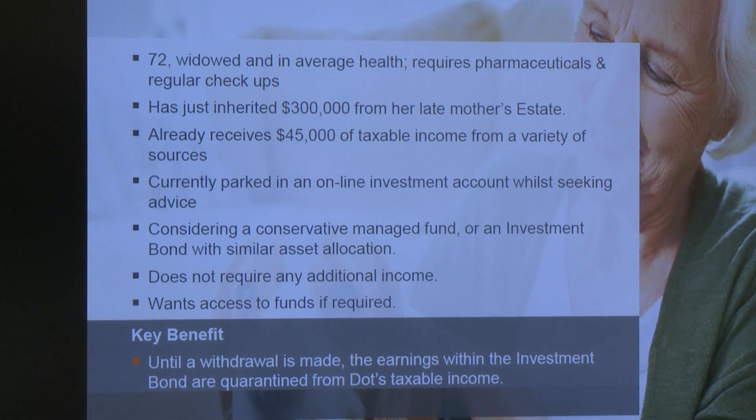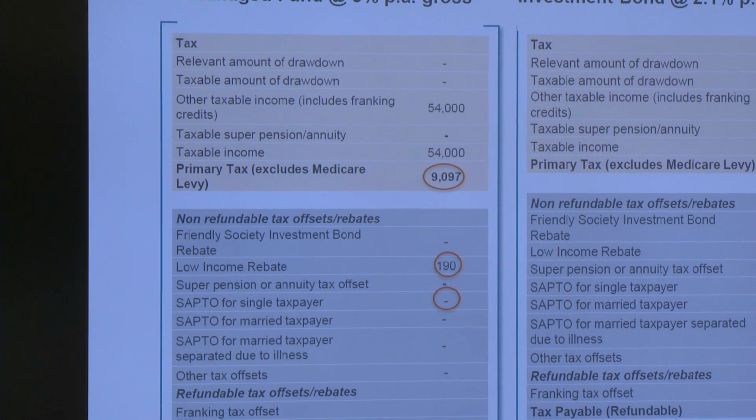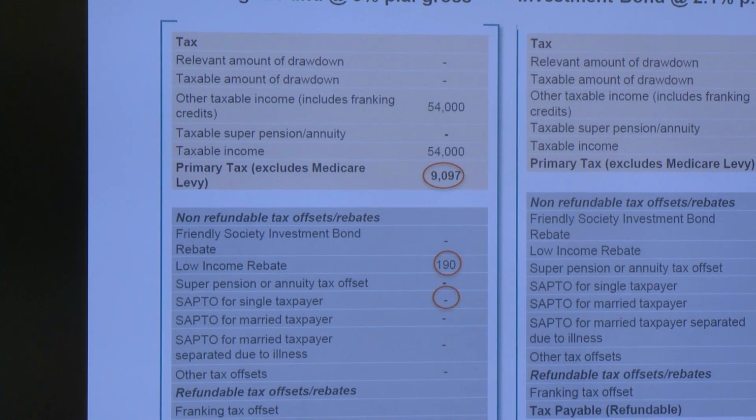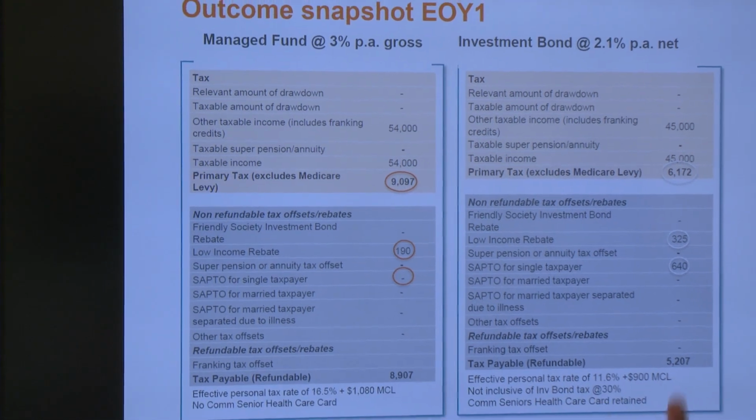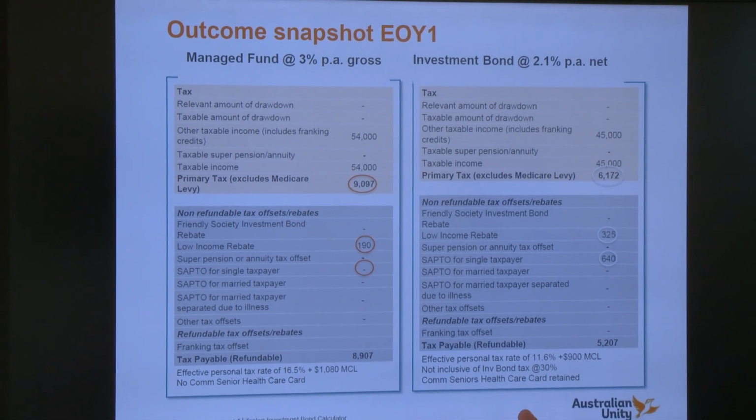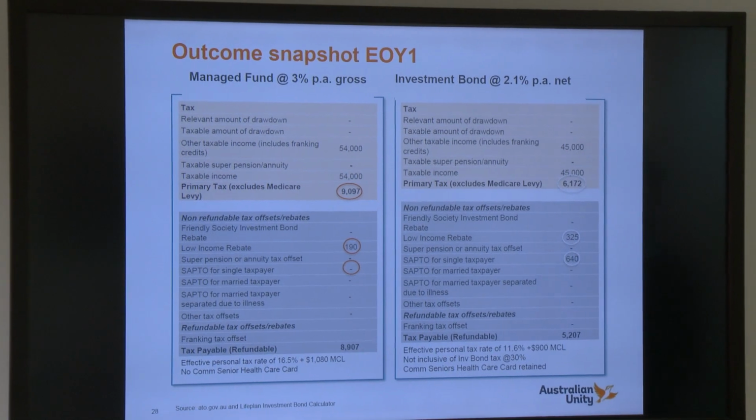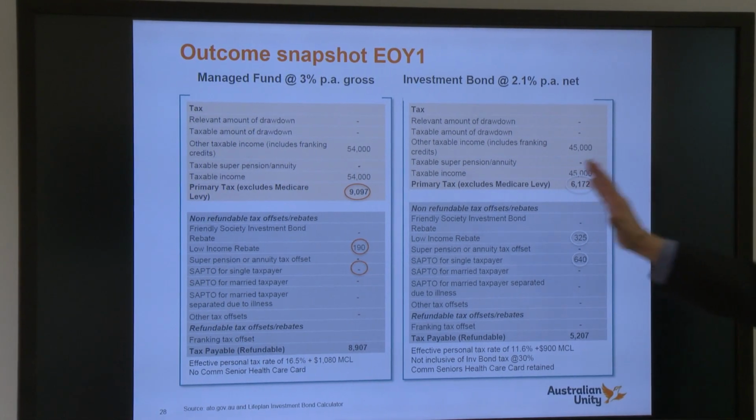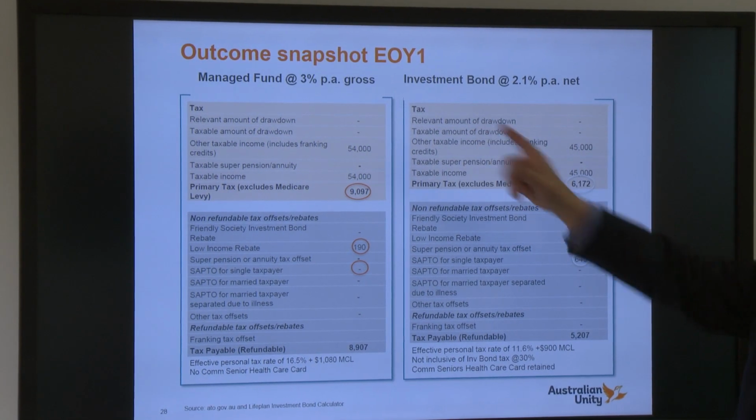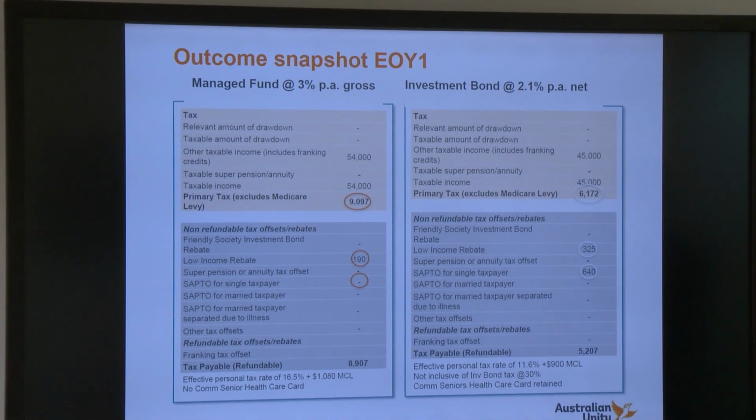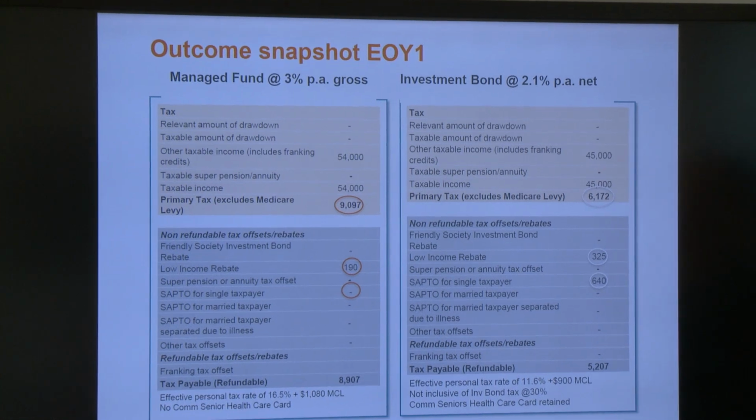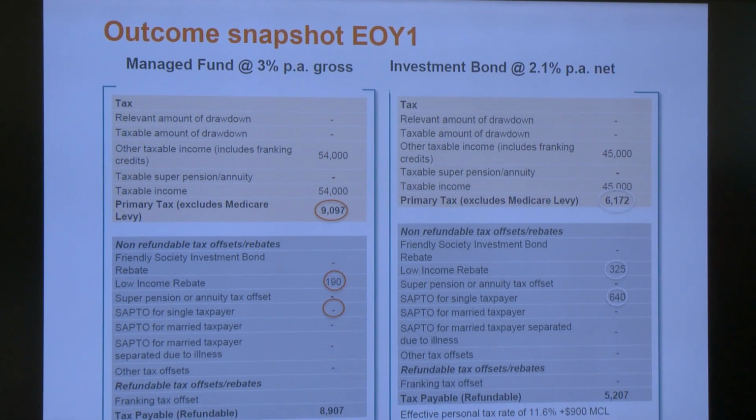So we did a comparison looking at, well, what if she did invest in a managed fund outside of super and outside of an investment bond? Well, what does the investment bond look like? We took a very conservative approach, and in a managed fund we're looking at about a 3% income return. And the bond, we're looking at 2.1% return after fees and taxes.